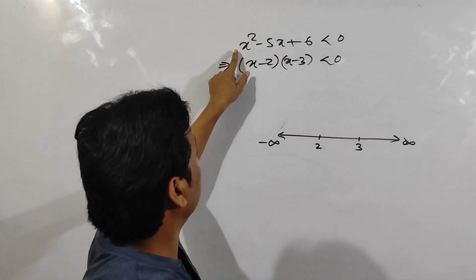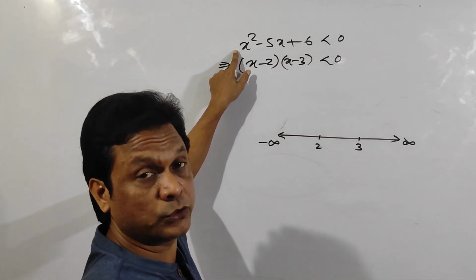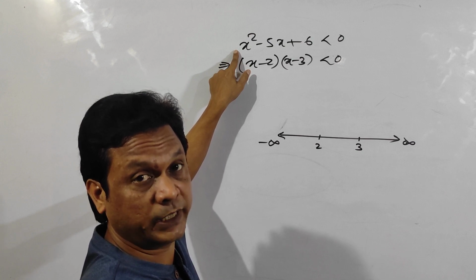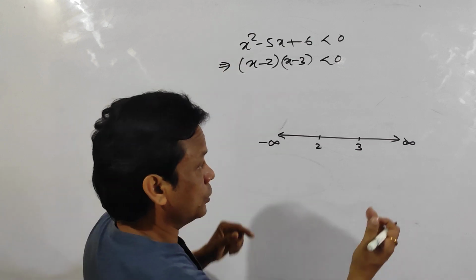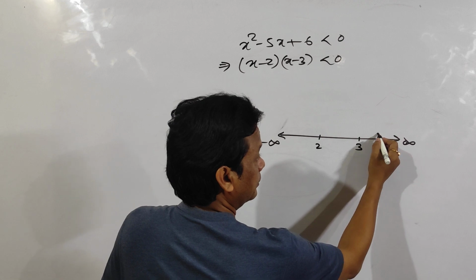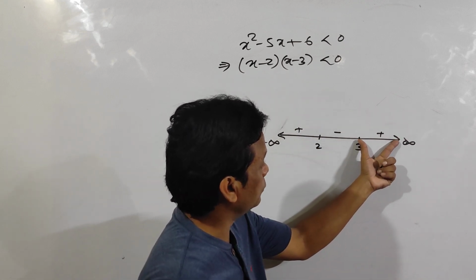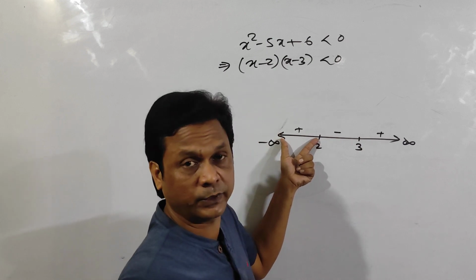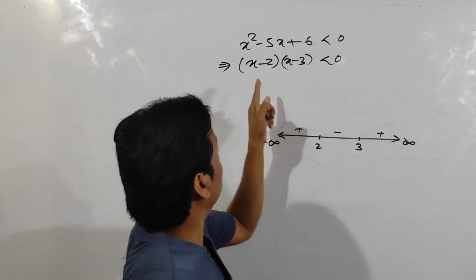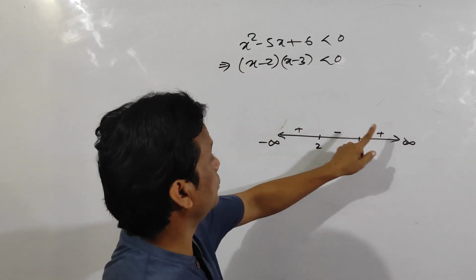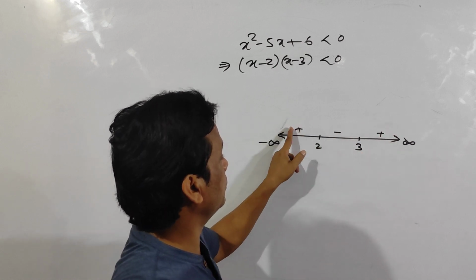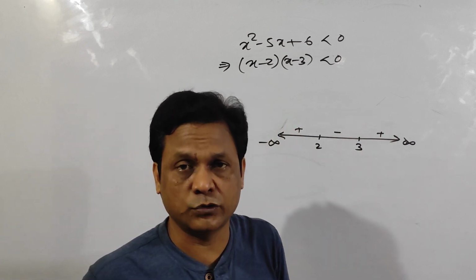Now for the sign of x square, you should check whether it is positive or negative. It is positive, so you should move from the right: positive, negative, positive. Because there are 3 intervals, from the right you should move. And if this will be negative, then this will be positive, this will be negative. That means you should give alternate signs.